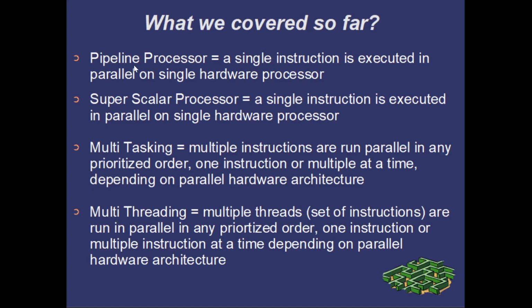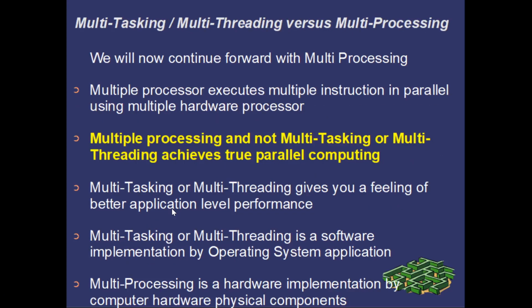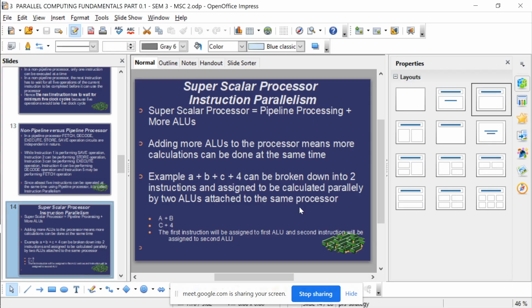So we have said what is pipeline, what is superscalar, what is multitasking, what is multi-threading. Remember this: multi-processing, and not multitasking or multi-threading, achieves true parallel computing. Multitasking or multi-threading gives you a feeling of better application-level performance. So this is what we did in our last lecture.